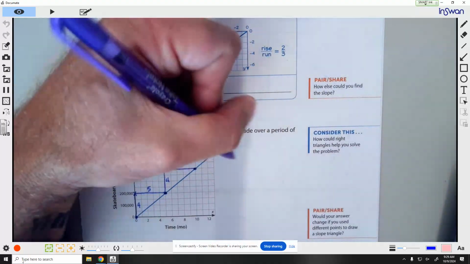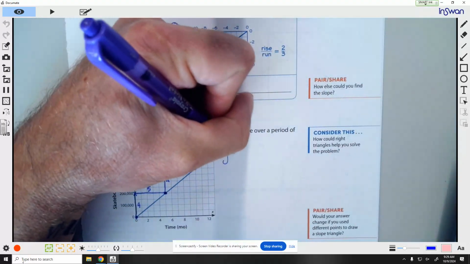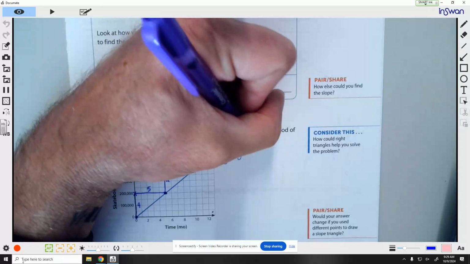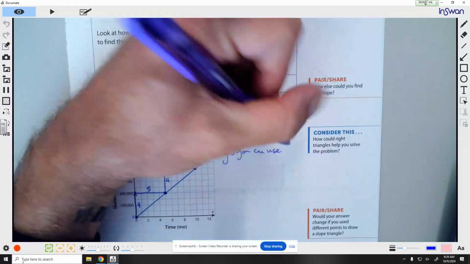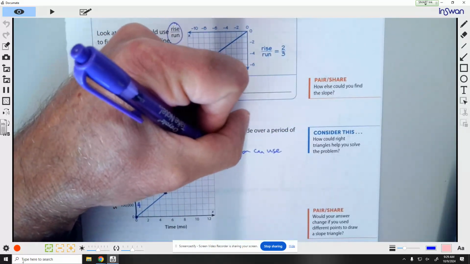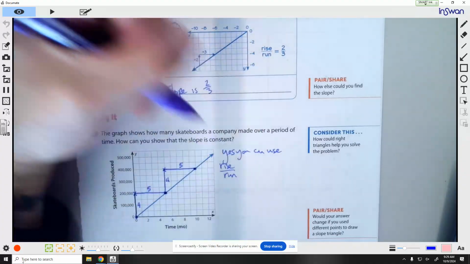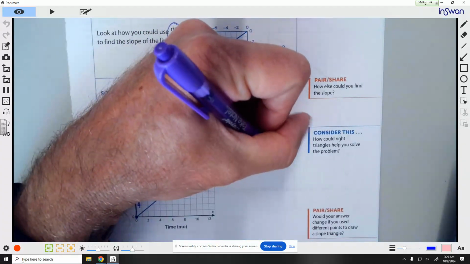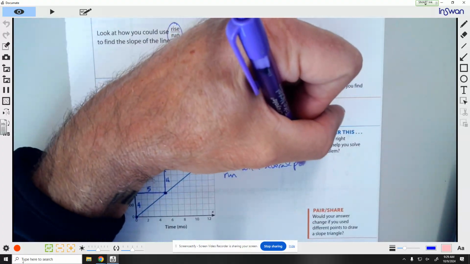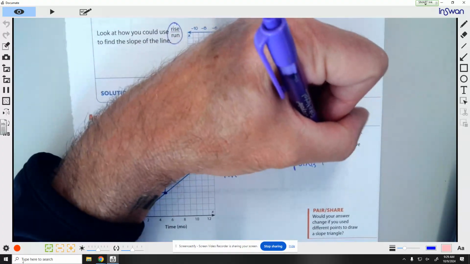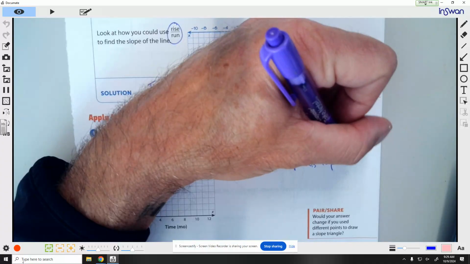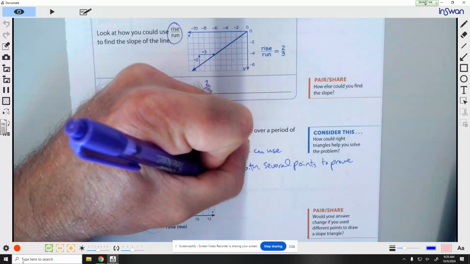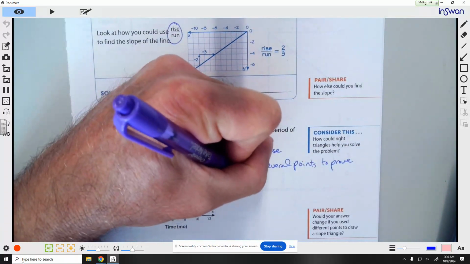So you say, yes, you can use rise over run with several points to prove it is the same.